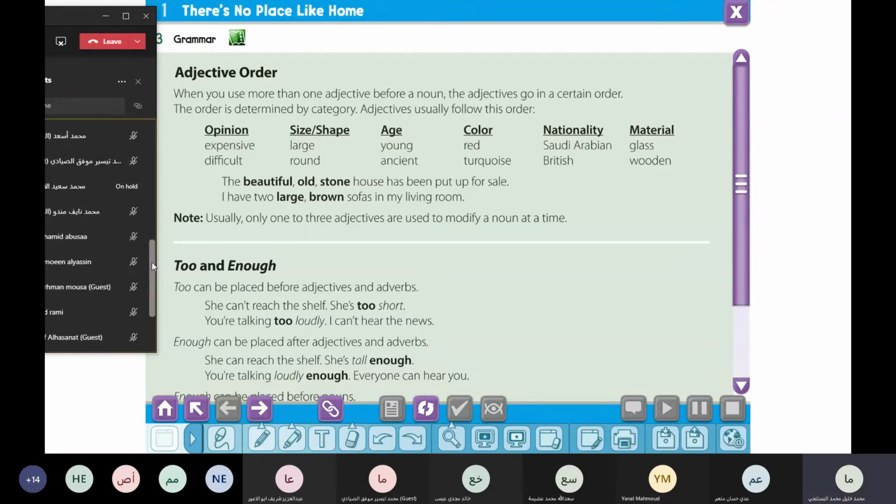Abdurrahman Musa, are you here? Teacher, read. Yes, read. She can reach. Read. Nidal, are you here? Nidal? Yanal?